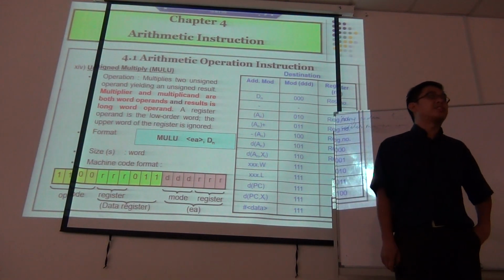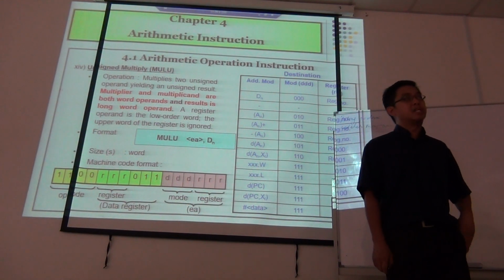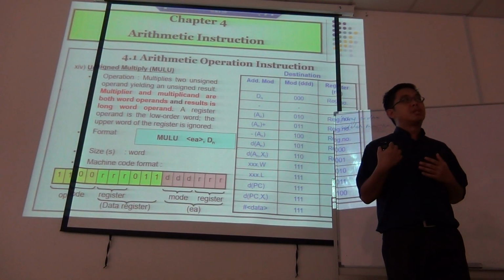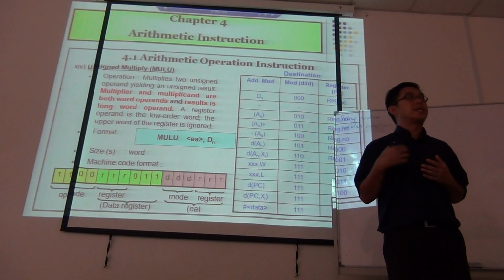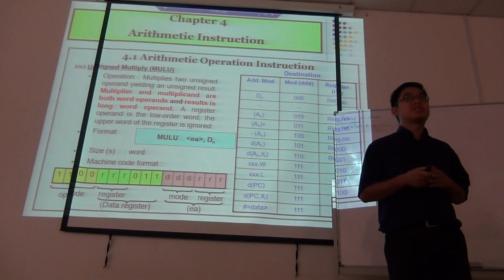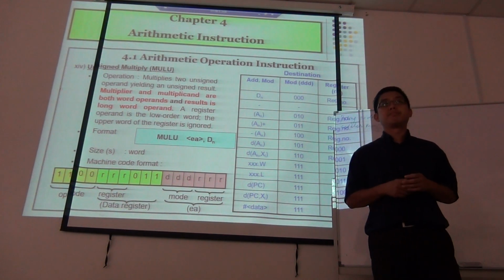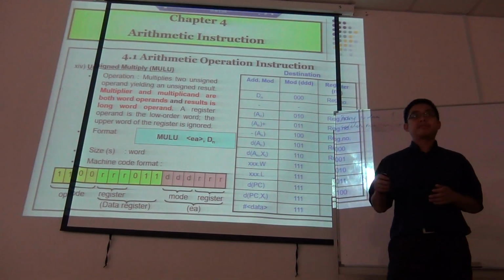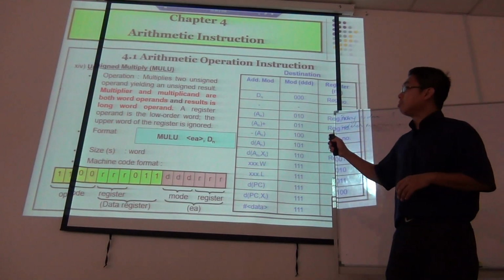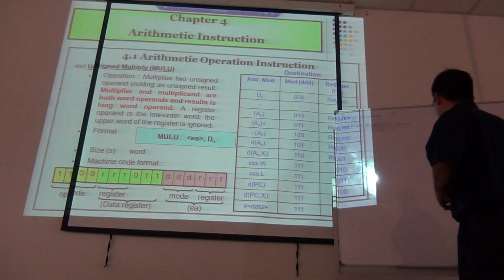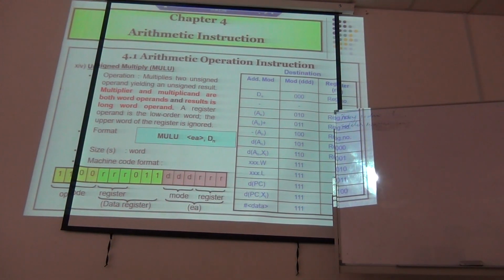Arithmetic multiplication is very simple in the mathematics world, but in the operation here you need to understand the concept in the microprocessor. Alright, let's start. The operation is multiplication.